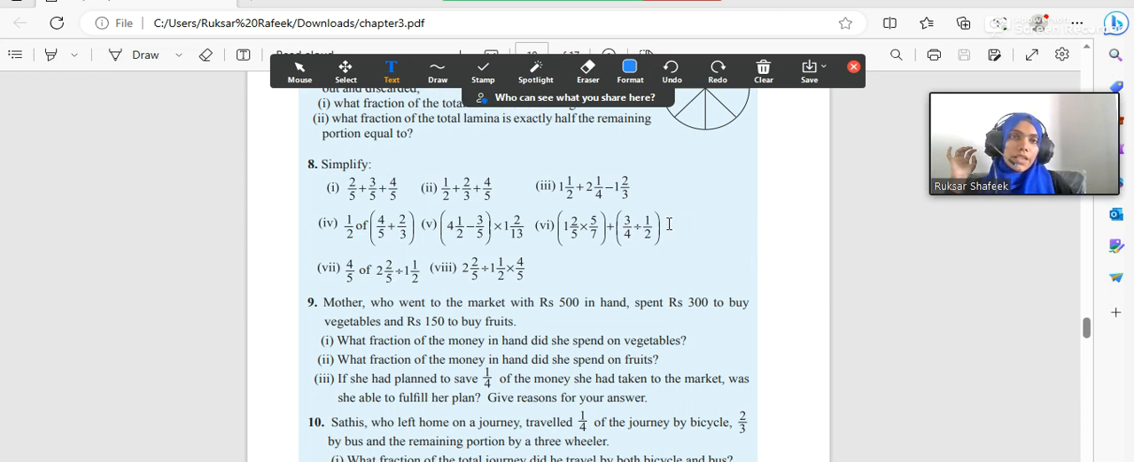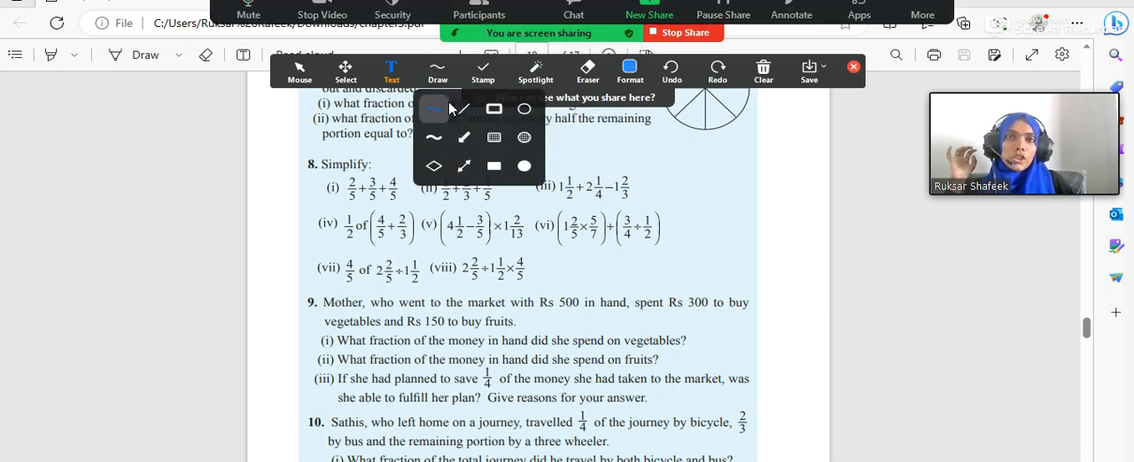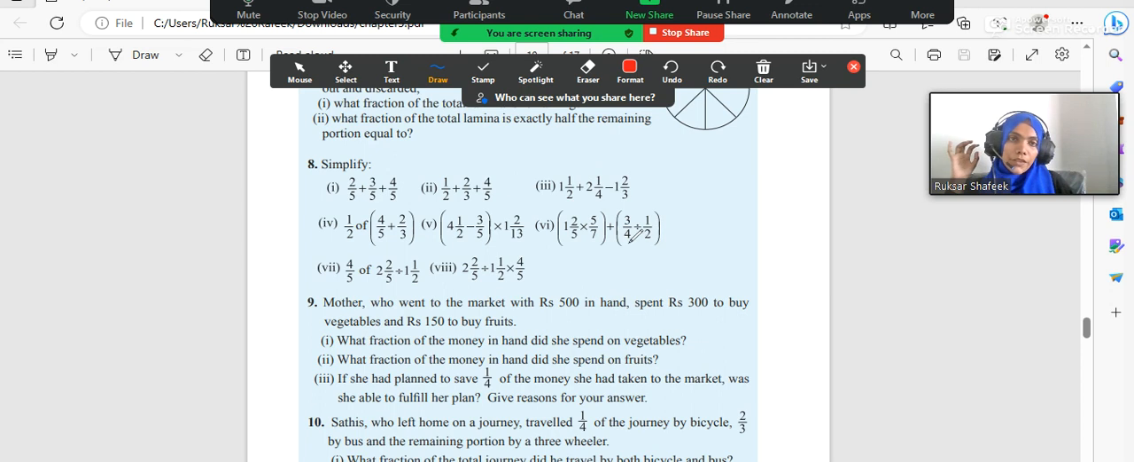So 3/4 divided by a half. When you're simplifying this particular part, 3/4 remains as it is. The division becomes a multiplication, and 1 over 2 becomes 2 over 1. You don't have this as 1 over 2 anymore, it's 2 over 1.